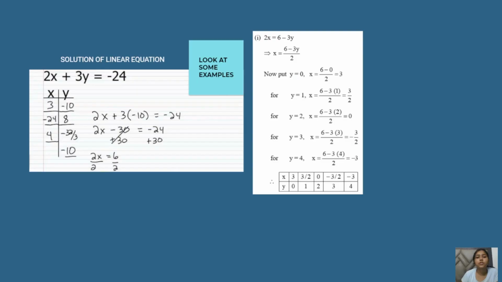Our next slide is the examples for this solution of linear equation. I have already told you about the solution of linear equation, but for better understanding, I have prepared some examples so that you can easily understand this. So let's have an example like 2x plus 3y equals minus 24. This is the given example.